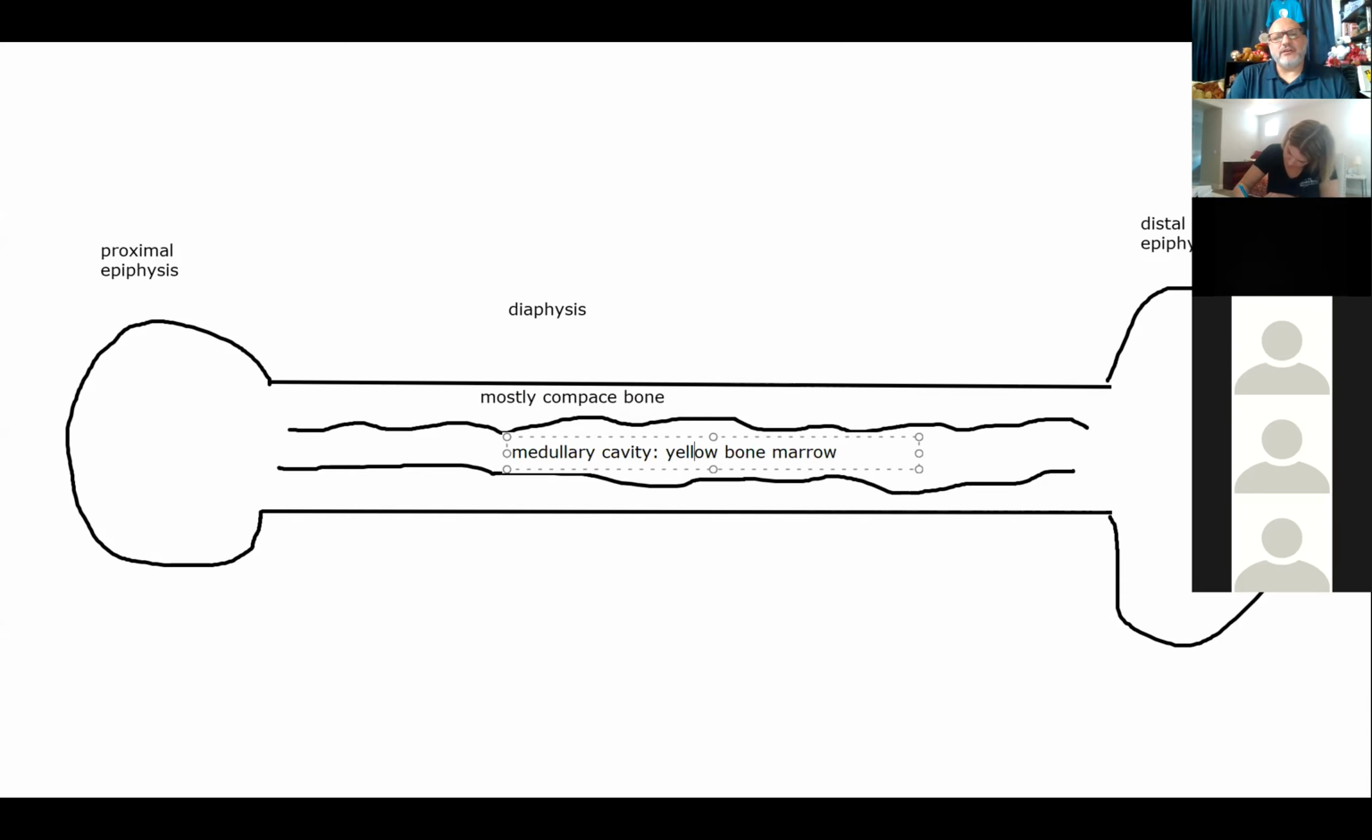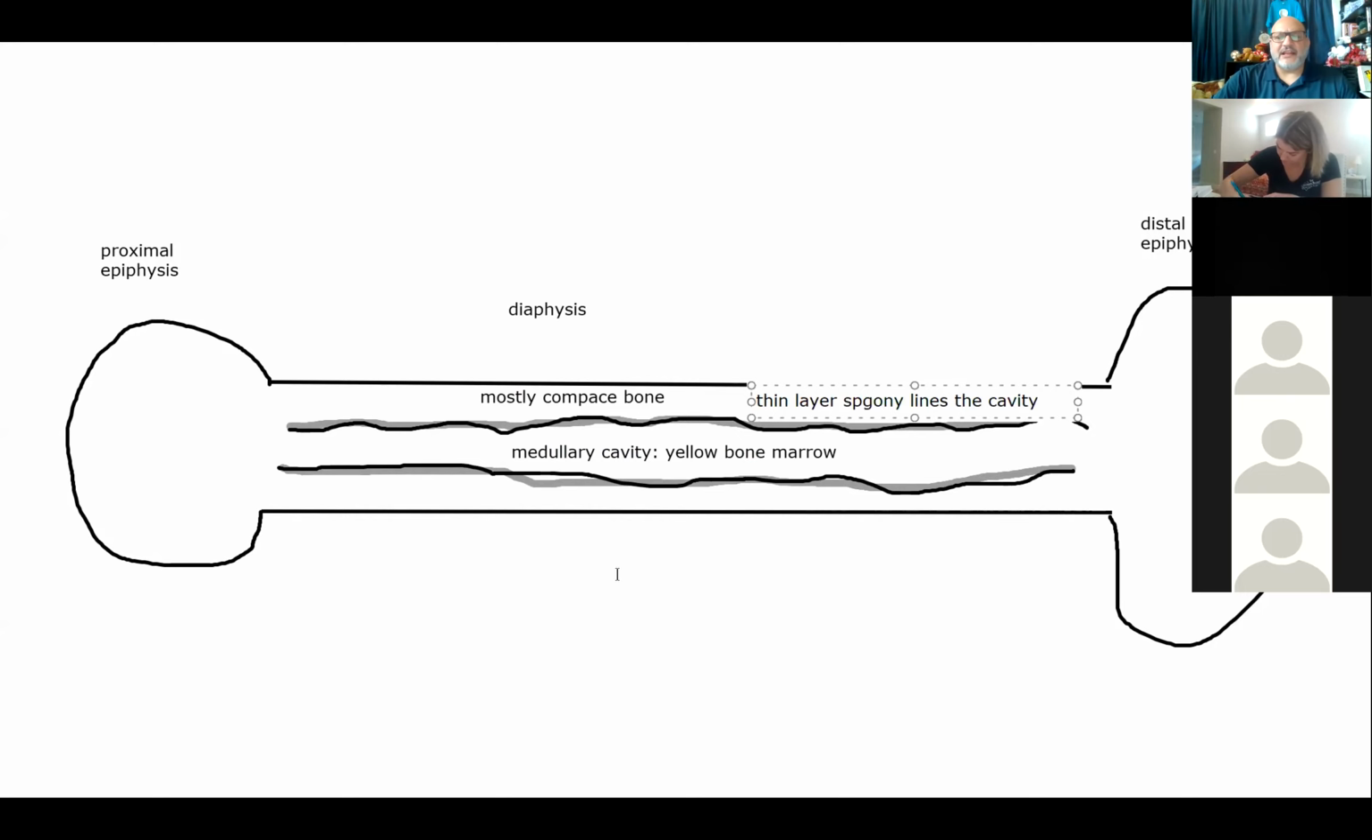Now, as we also saw, and I'll do this first with a highlighter, we saw on our model that the inner lining of the medullary cavity is lined with spongy bone. So we do have a thin layer of spongy bone. So like I said, mostly compact bone. Thin layer of spongy lines the cavity.